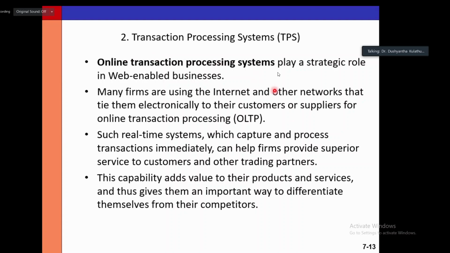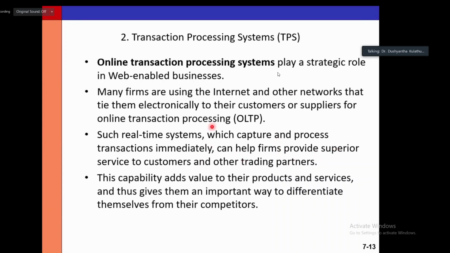So therefore, the internet can definitely be involved there. And there can be other networks like intranets and extranets involved in processing these transactions. Now, online transaction processing is abbreviated as OLTP. Such real-time systems, which capture and process transactions immediately, can help firms provide superior service to customers and trading partners.